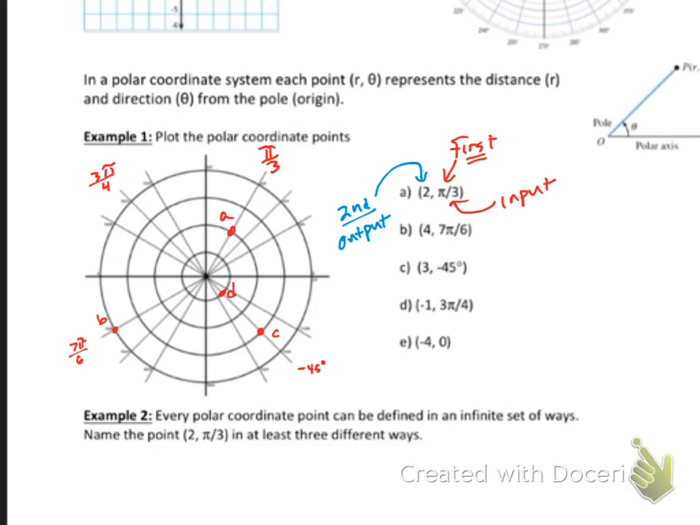So face the angle, walk the radius. Forward is positive, negative is backward. And E is the same thing. You're facing 0 degrees directly right, but you're going to walk backward 4 rings and plot your point. Okay, so that's the basic idea of plotting points.